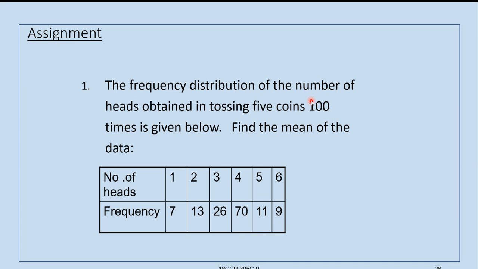Here I'm sorry, I have given you 100 instead of the total frequency. We have to take total frequency. It is not 100 as I indicated here. It is 20 plus 26, 46. 46 plus 70, 116. 116 plus 11, 127. 127 plus 9, 136. Here, instead of 100, we have to take 136.